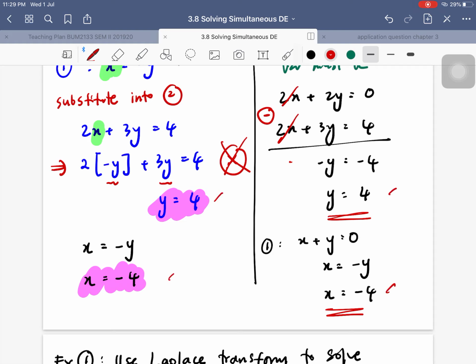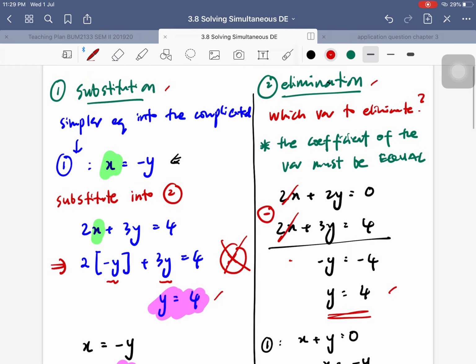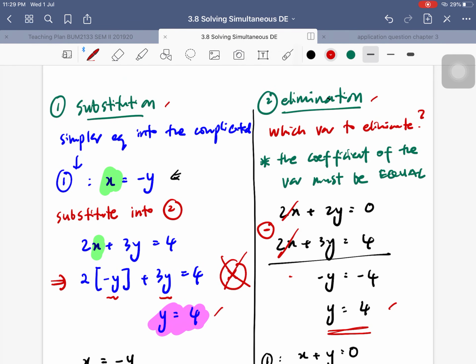Right, so which one are you comfortable with? It's totally up to you. But let me say that again. When you use substitution, you substitute the simpler one into the more complicated one. That is the key point. For the case of elimination, what you have to do is make the coefficient of the variable equal. Only then do you start doing the operation to eliminate one of the variables.